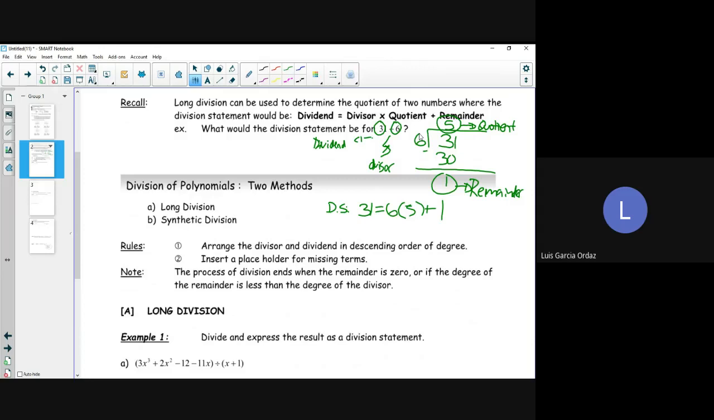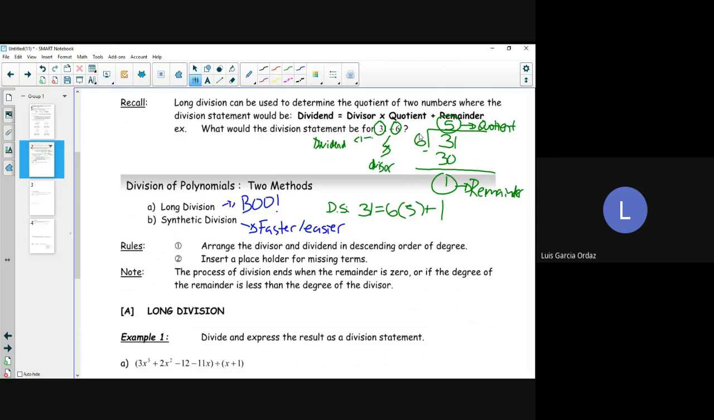So two methods, like I said: long division, which sucks, and synthetic division, which is faster and easier. But like I said, it can only happen when you actually have a factor.